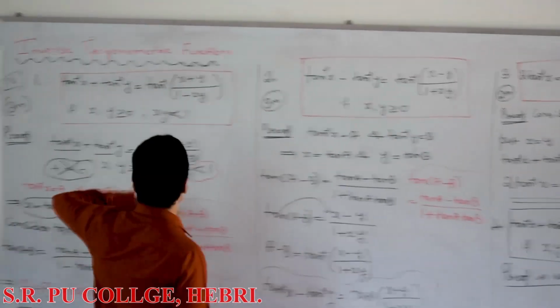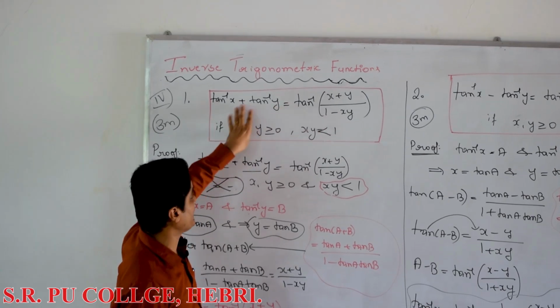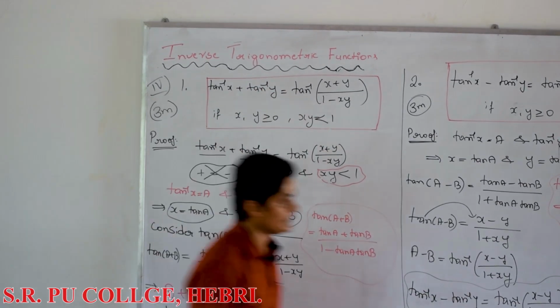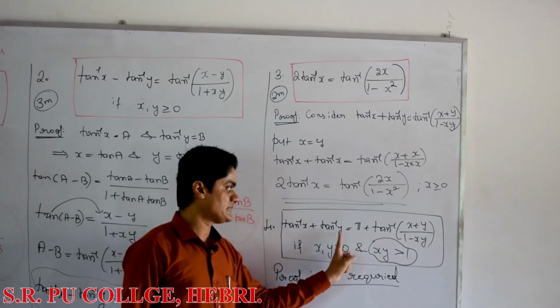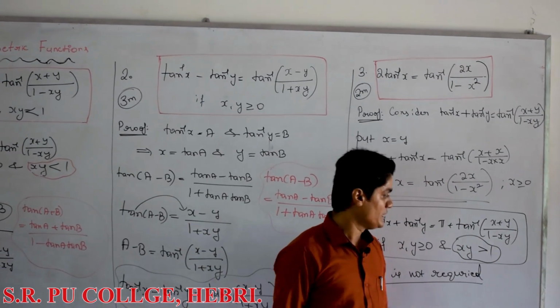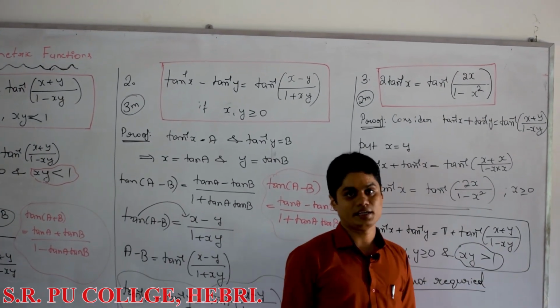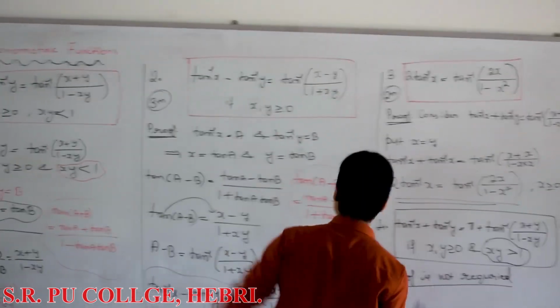So you may get a question here. Suppose x into y is greater than 1, what to do with the addition? If x into y in this result is more than 1, then use this statement. What is the statement? Tan inverse of x plus tan inverse of y equals pi plus tan inverse of (x plus y) divided by (1 minus x into y). Now how will it solve? The problem which you face in the first one, I'll explain.